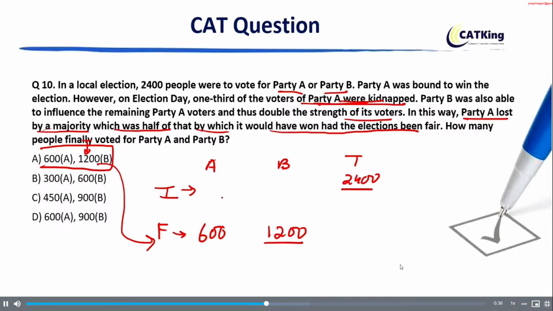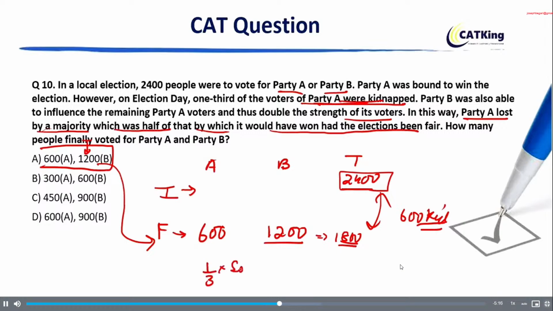Why 600, guys? Because see, what is 600 plus 1200? It is 1800, correct? This is total of 1800. So how many people were kidnapped? Because total votes were supposed to be how much? 2400. But how many were kidnapped? 600 people were kidnapped. So 1/3 of something should be equal to 600, right? Then only 1/3, because it is given that 1/3 of those who were supposed to vote for it were kidnapped. Okay. So what is this? 1800. If this is 1800, this would have been 600. This was the initial scenario, guys. By using option A, I got this initial scenario that initially A was 1800 and B was 600.